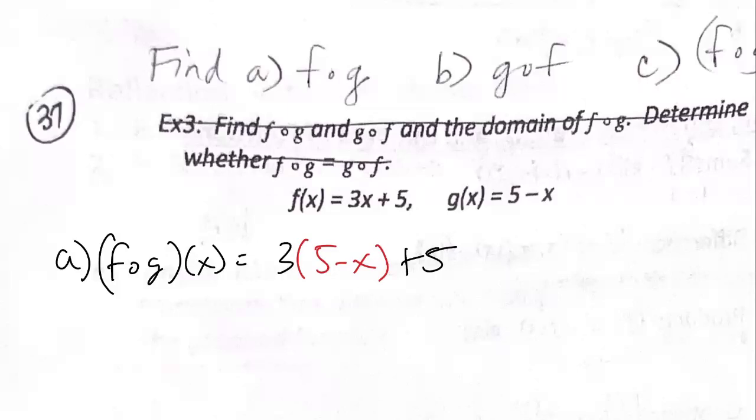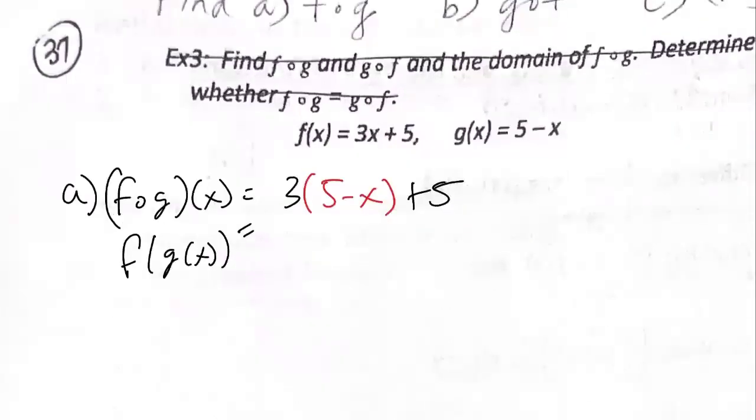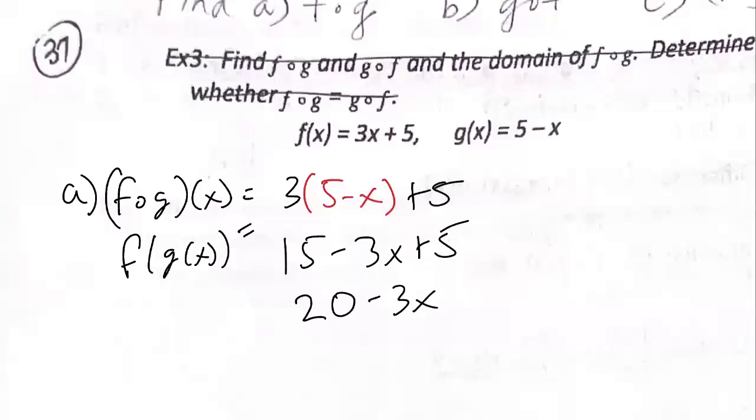You can also rewrite it as f of g of x. These mean the same thing. And then you just have to simplify. 15 minus 3x plus 5. 20 minus 3x.